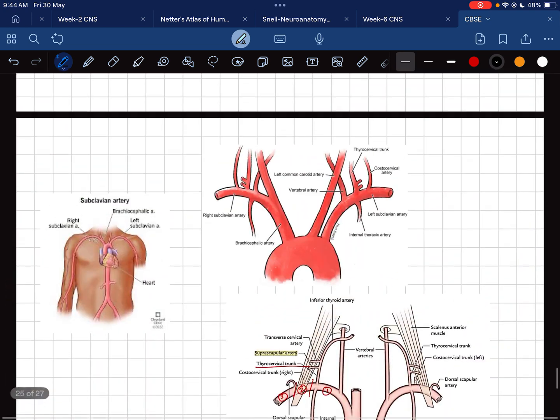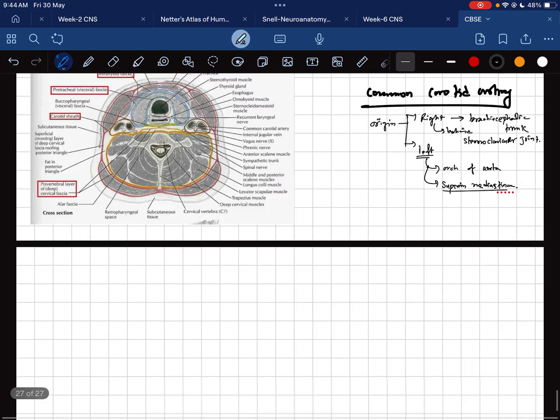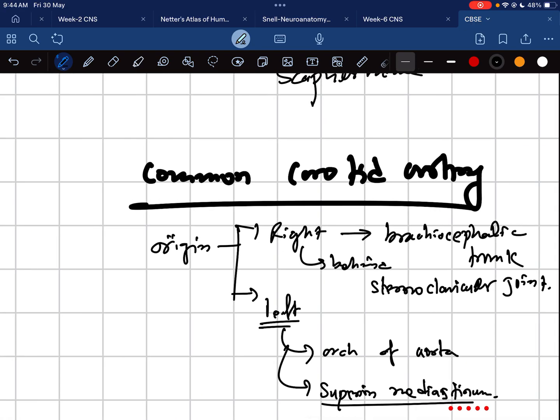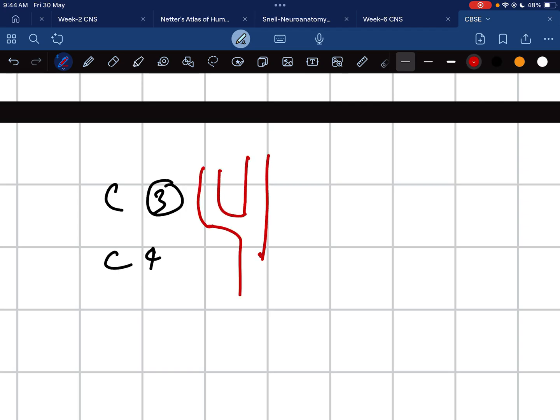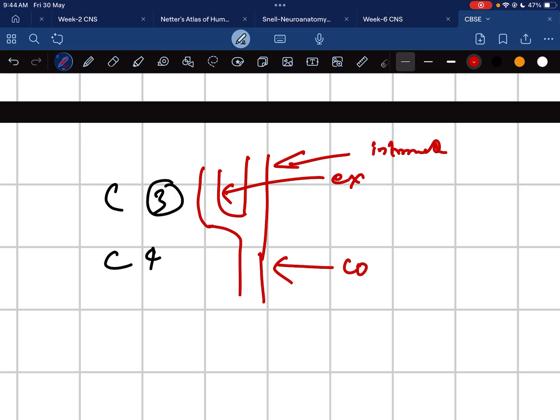When you look at the image, you can see the third and fourth cervical vertebrae, where it terminates by dividing into the internal and external carotid arteries. So in the neck, in the region of cervical vertebrae 3 and 4, it divides into the external and internal. This is the common carotid, this is the external, this is the internal carotid artery.